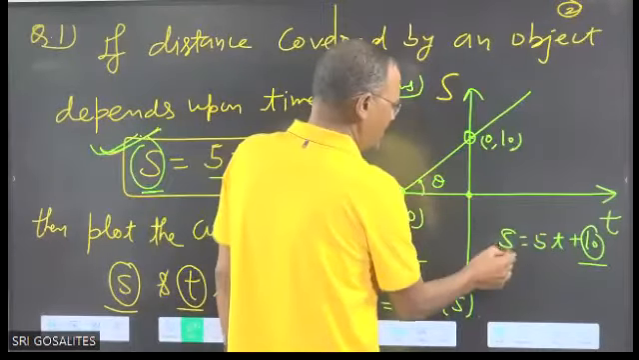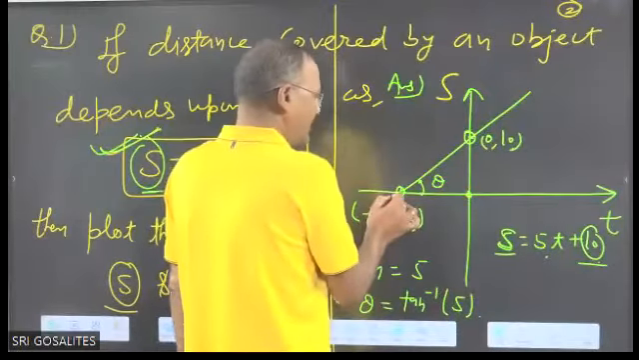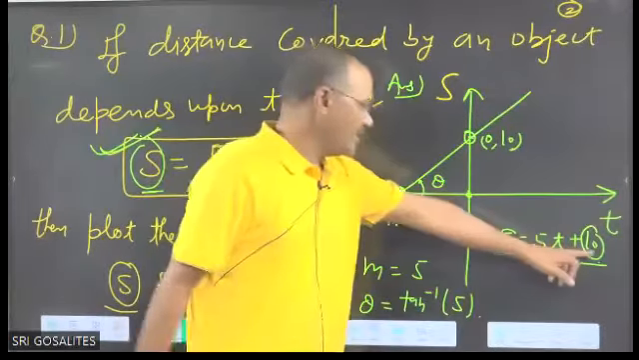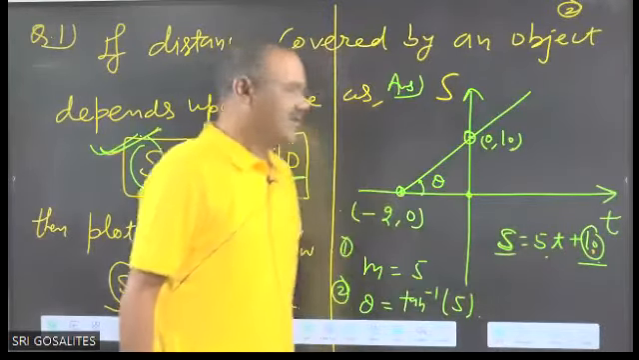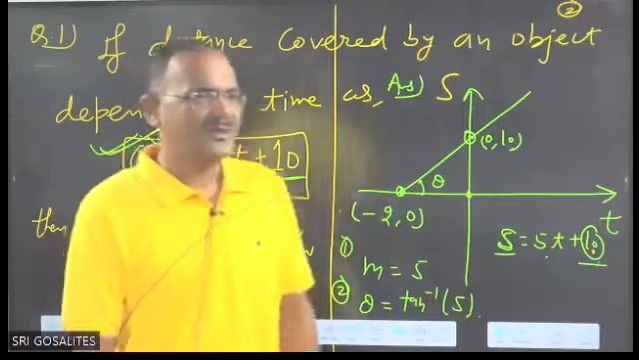Like y equals mx plus c. Okay, so where it cuts the x-axis, I told you that in the slide before, minus c by m. C is 10, m is 5. So minus c by m is 10 by 5, minus 2. Okay, Shanmukh.